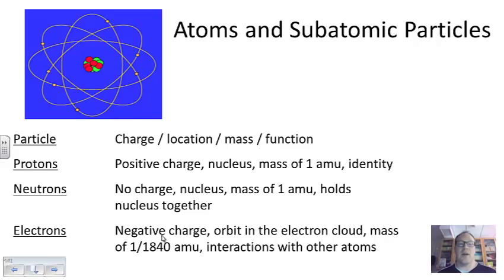Electrons are particles that orbit the atomic nucleus in what's called the electron cloud, or sometimes it's referred to as an electron orbital or energy level. And I don't really care what you call it. I just want you to know that electrons are not found in the nucleus of atoms. They have a negative charge. Their mass is pretty tiny compared to the protons and neutrons. They are about 1/2000th, more precisely 1/1840th, the mass of protons and neutrons. So if you have 1,840 electrons, that would add up to the same mass as one proton or one neutron.